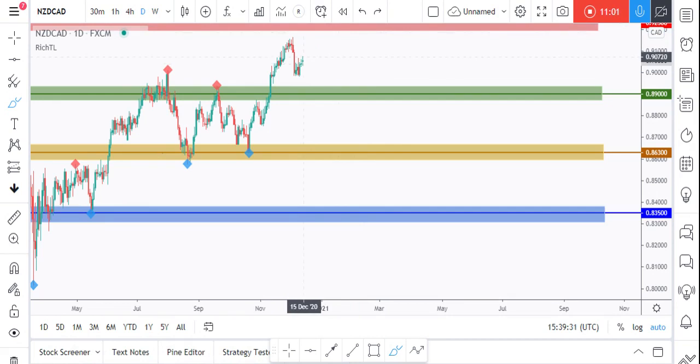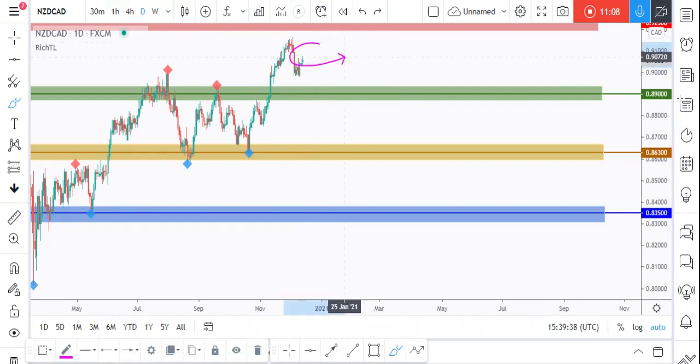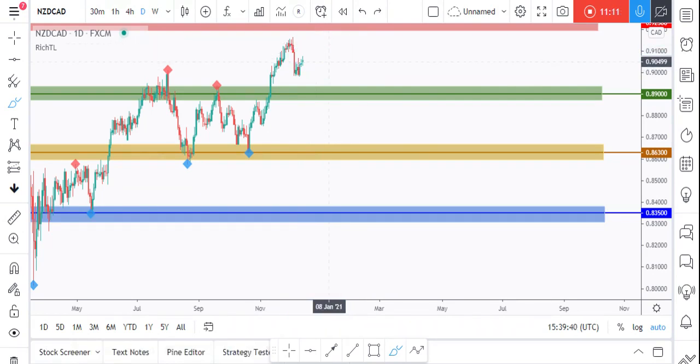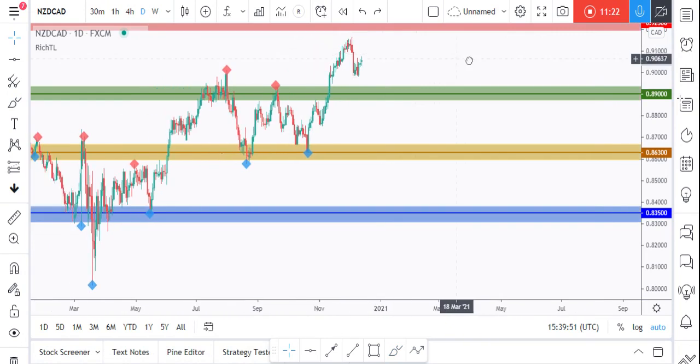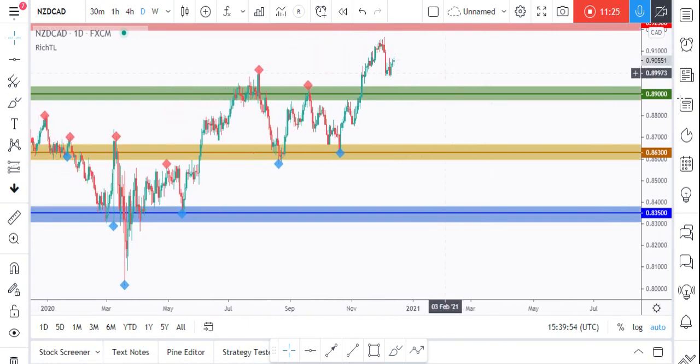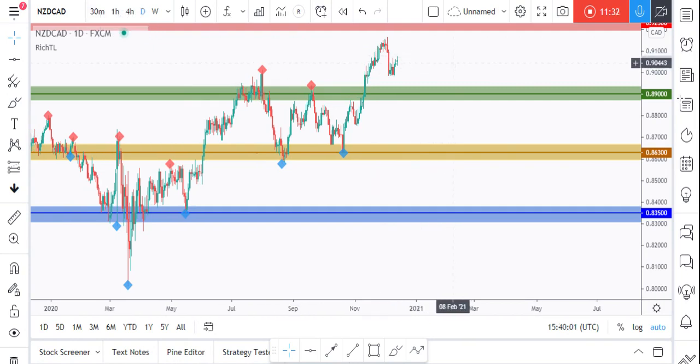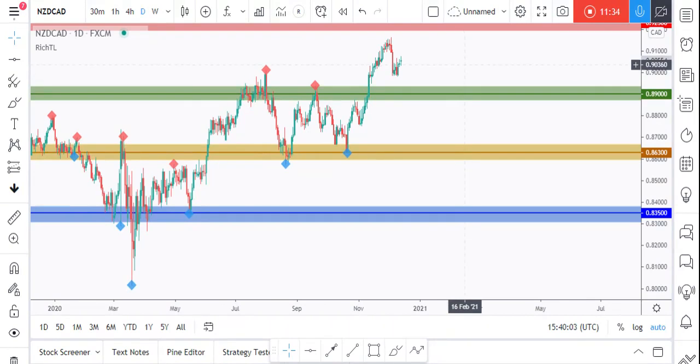For now, NZD is sitting in what I call a no man's land, or in the middle of nowhere. So for now, I'm not interested in buying or selling opportunities. I'm waiting for price to reach around here to look for sell, and for price to reach around here to look for buy setups. And when I say to look for buy setups, I mean that we zoom into H4, H1, or even M30 timeframes to look for buy and sell setups. It depends on your trading plan.